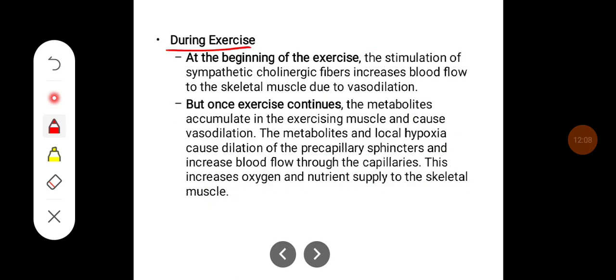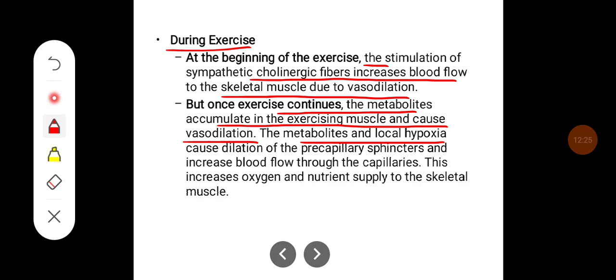During exercise, at the beginning of the exercise, the stimulation of sympathetic cholinergic fibers increases blood flow to the skeletal muscles due to vasodilatation. But once exercise continues, the metabolites accumulate in the exercising muscle and cause vasodilatation. The metabolites and local hypoxia cause dilatation of the precapillary sphincters and increase blood flow through capillaries. This increases oxygen and nutrient supply to the skeletal muscle.